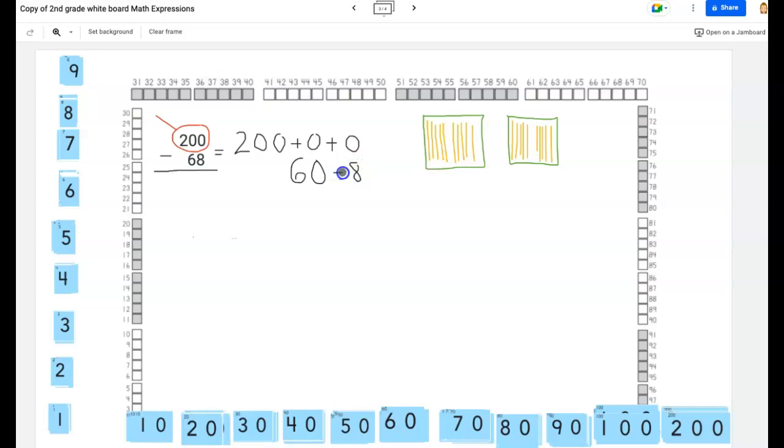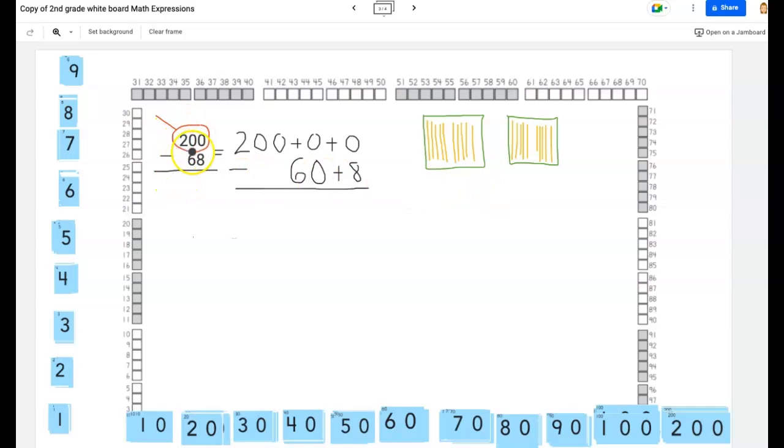So now I have a question to ask. Why didn't I draw 68 down here? Does anyone know why I didn't do that? I didn't do it because we are subtracting today. We are taking 68 from 200. We aren't adding it. If I were to draw it down here, that would mean I'm adding to 200.